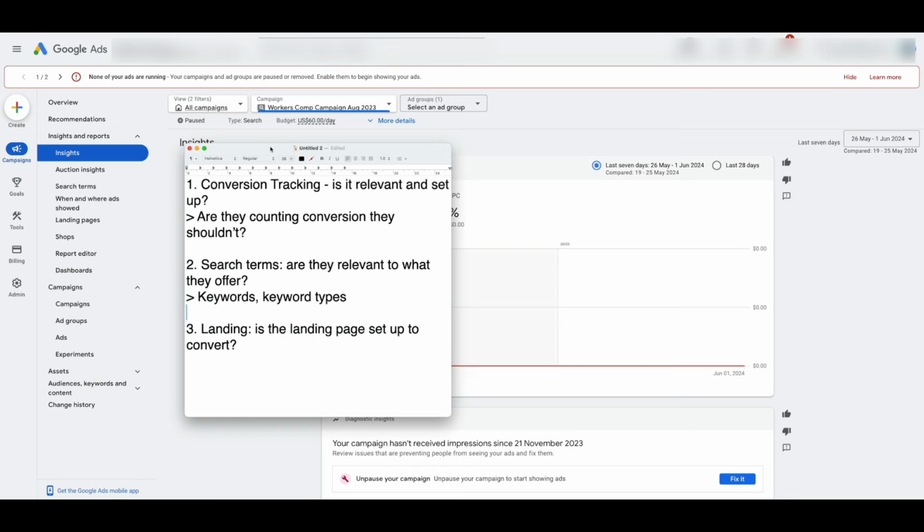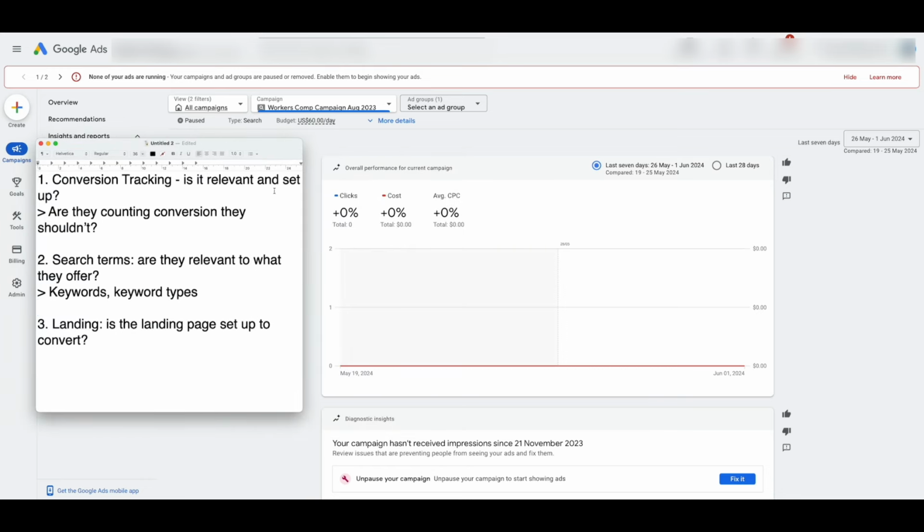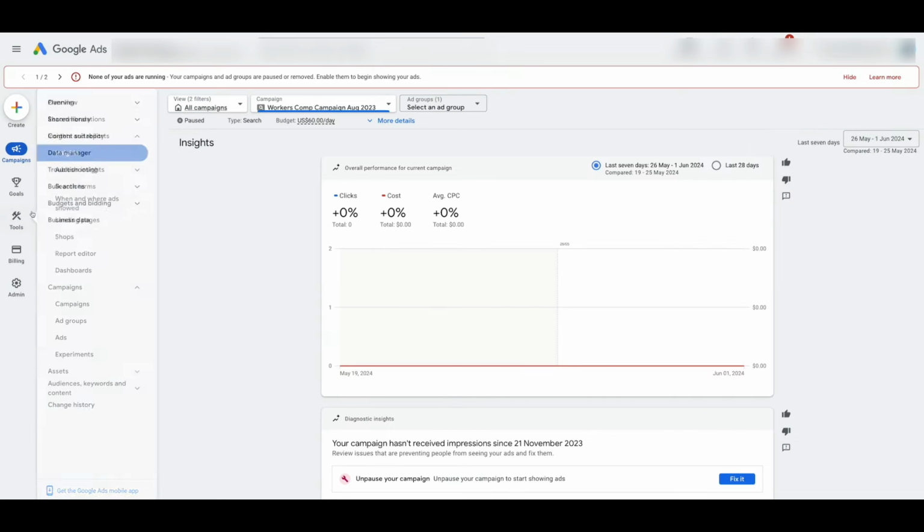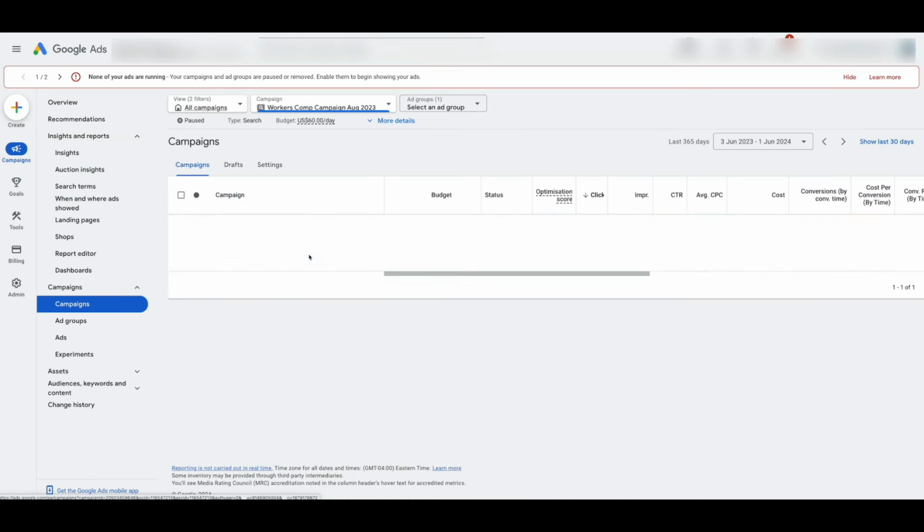And all of these things are rated very low in this case. So we definitely know that the conversion tracking's done poorly, and counting things they shouldn't. Search terms are really irrelevant. And then the next one was the landing page kind of sucks. So this pretty much hits the trifecta of what is good and what is bad.